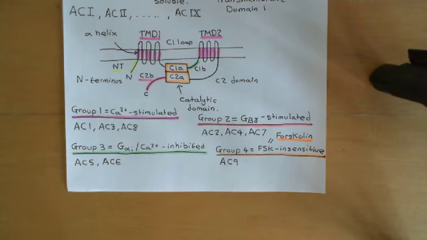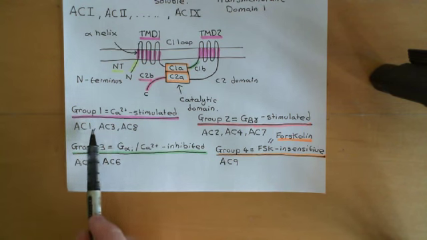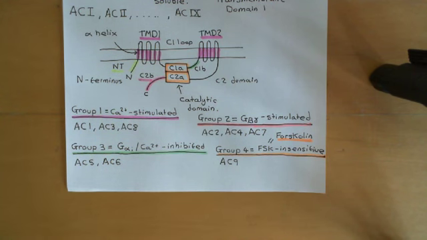So for instance, if your cell expresses adenylyl cyclase 5 and adenylyl cyclase 6, for instance, cardiomyocytes express adenylyl cyclase 5 and adenylyl cyclase 6, then these adenylyl cyclases will actually be inhibited by calcium. Whereas if the cell expresses adenylyl cyclase 1, 3, and 8, it will have its adenylyl cyclases activated by calcium and therefore will produce cyclic AMP in response to calcium. So there are important differences between the different isoforms of plasma membrane adenylyl cyclases. They can be regulated in different ways.